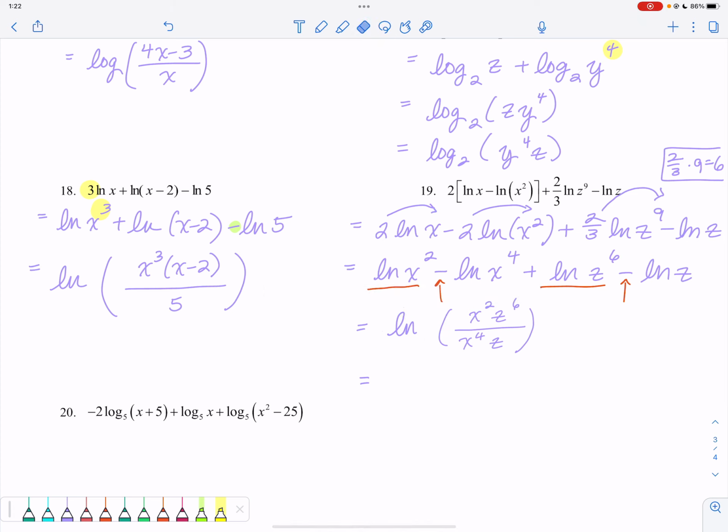And we could reduce that, and we will have z to the 5th divided by x squared. Okay.